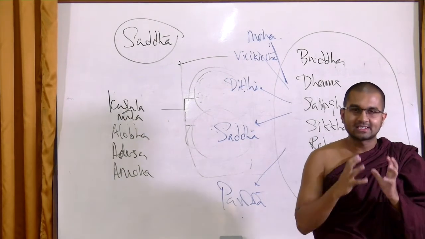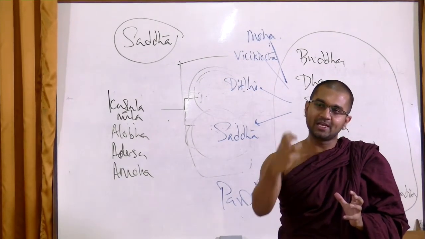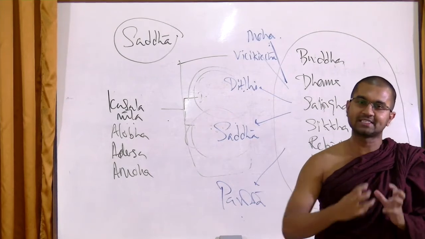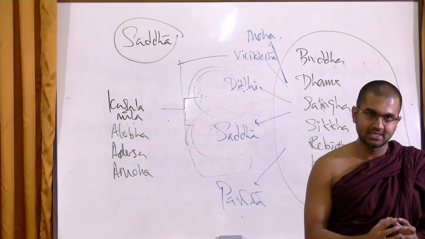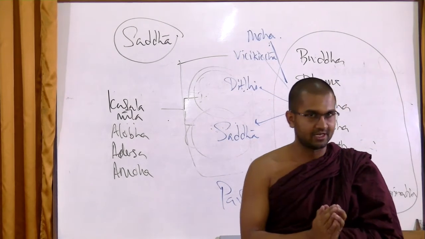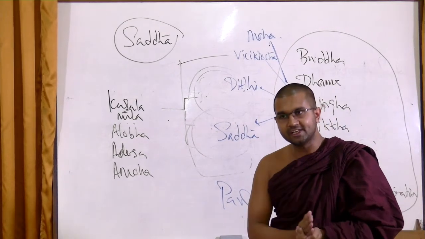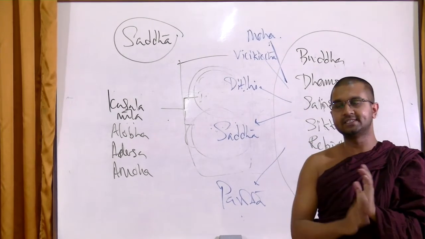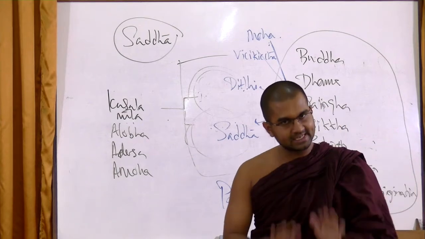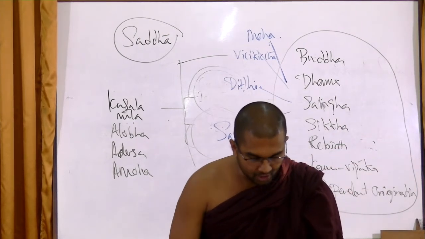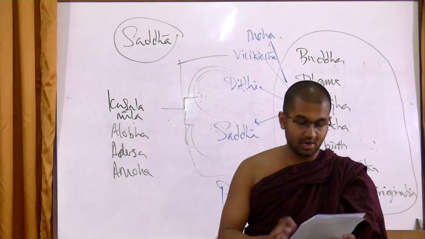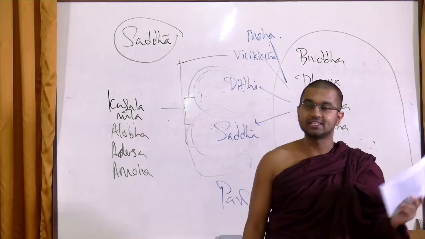And you will be doing wholesome actions more and more with saddha when you have detachment and when you have non-hatred. So saddha is not a mula. Saddha is the initial reason for all the wholesome deeds, but they become more stable when you have aloba, adosa and amoha. So that is what I mentioned in this paragraph.